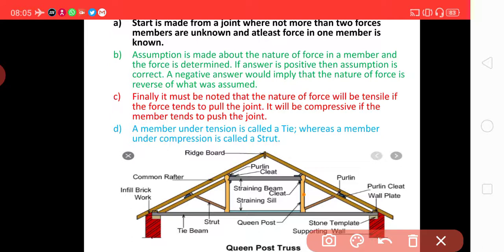A post, a vertical member, is said to be a column when its length is more than 3 times its cross-sectional dimension. But if it is less than 3 times the cross-sectional dimension, then we call it a post, or this is the queen post here, because this truss is a queen truss. Now, this is a purlin, ridge board, infill bricks, these are the walls, or in place of a wall, we can have a column also.